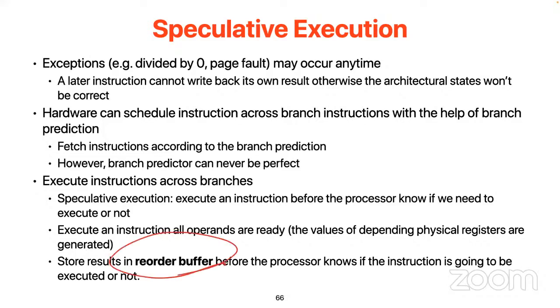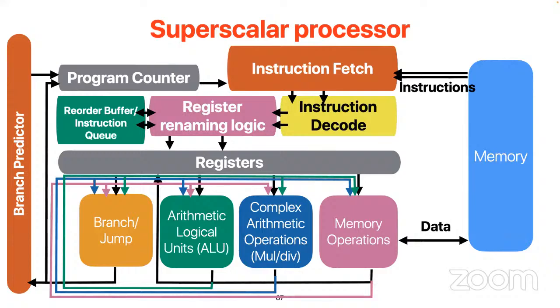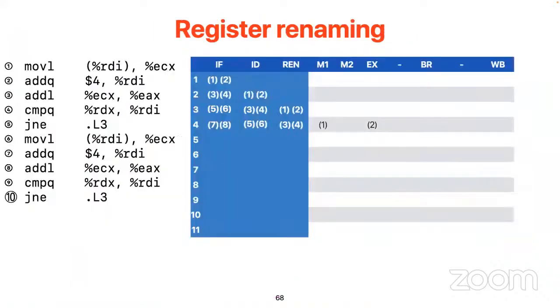So that's why modern processors also have a reorder buffer to help us with that. And with register renaming, this is the overall picture of a modern superscalar processor with dynamic scheduling capability: after decoding an instruction, we have the register renaming logic that renames the instruction to physical registers and puts them in a queue. Whenever it's ready, we put them into execution.